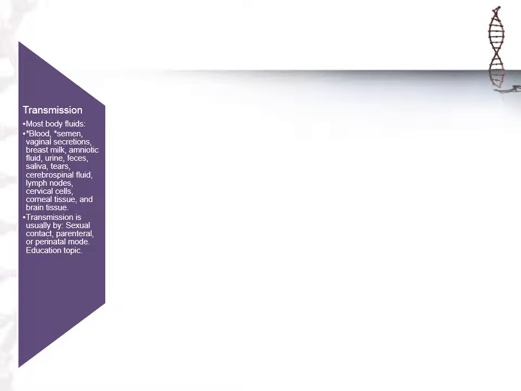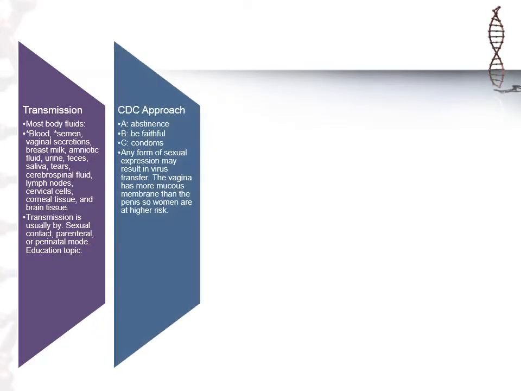Transmission is through most body fluids such as blood, semen, vaginal secretions, breast milk, amniotic fluid, urine, feces, saliva, tears, cerebral spinal fluid, lymph nodes, cervical cells, corneal tissue, and brain tissue. Transmission is usually by sexual contact, parenteral, or perinatal mode. The CDC's approach is to teach about abstinence, for spouses to be faithful, and for the use of condoms, and any form of sexual expression may result in virus transfer. The vagina has more mucous membrane than the penis, so women are at a higher risk.